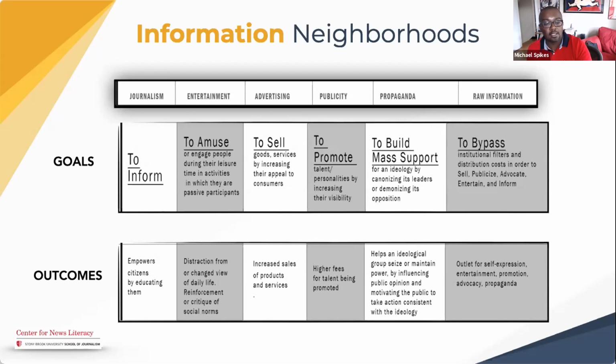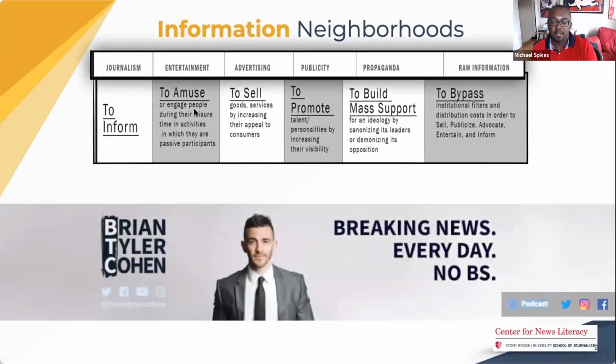Now, some of these are easy to identify. So when you watch a clip from Saturday Night Live, you know you're there to be entertained. But for a commercial for Bounty Paper Towels, you know that the intent is to sell you on a brand. But sometimes it can become more blurry. These genres can get blurred. So here's an example that we'll take a look at.